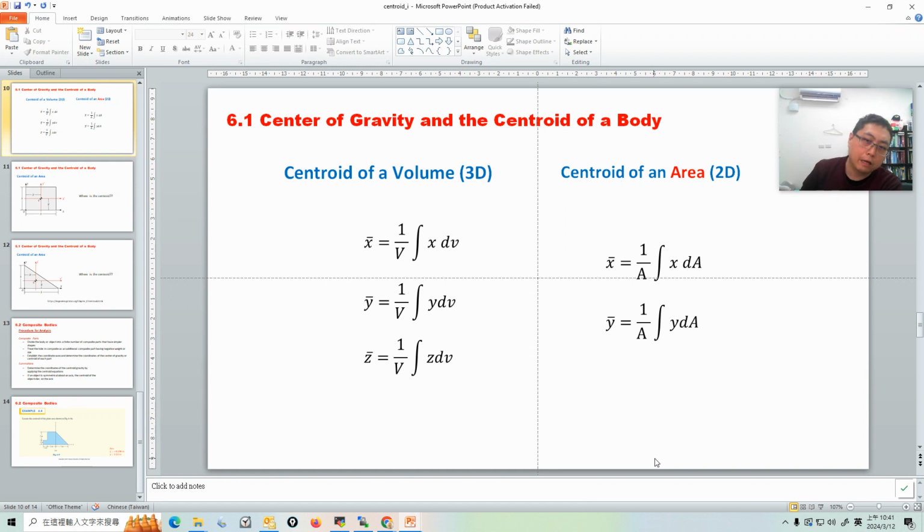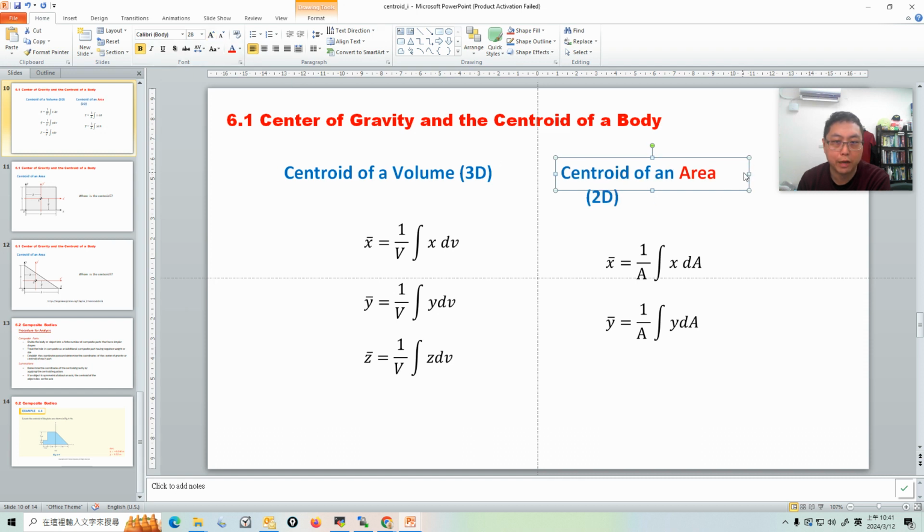And if we reduce to the 2D case, it becomes the centroid of area. The formula is like this: x bar is the integration of x dA, tiny area, divided by total area. And for the y component of the centroid position vector, you do the integration of y dA and divide by total area.